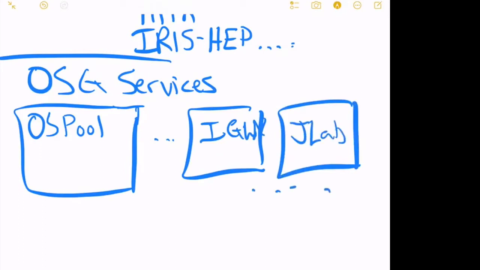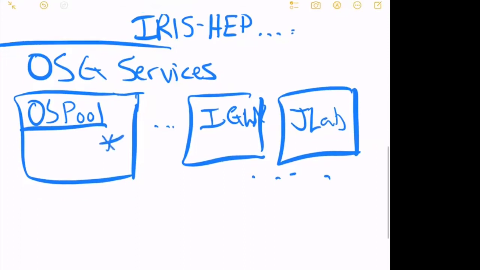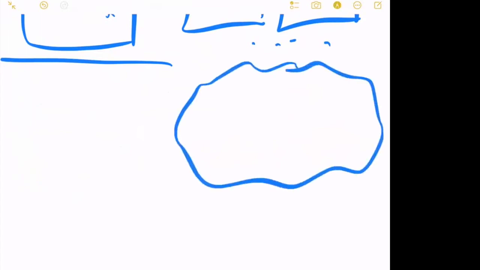So even though I'm going to be specific about the OS pool today, I did want to mention that there are other pools, and that, of course, there are other services beyond the Open Science Pool or the resource pools themselves, but we're going to do this one for today. So what do I mean by a resource pool? The analogy I usually like to make is if you wanted to build a cluster in Amazon. So let's say we're living out in AWS.